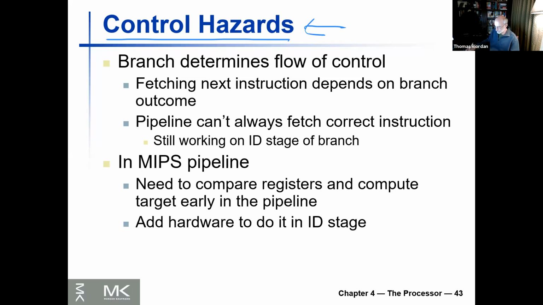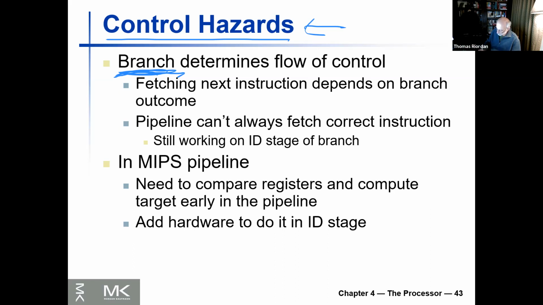All right, so our final hazard type here is the control hazards. And as we know, the branches determine the control within our processor. They determine, when we get to the end of a loop, whether we go back to the loop or go on. They are the things that we use to build the if then else constructs. So branches make the flow of our program change.